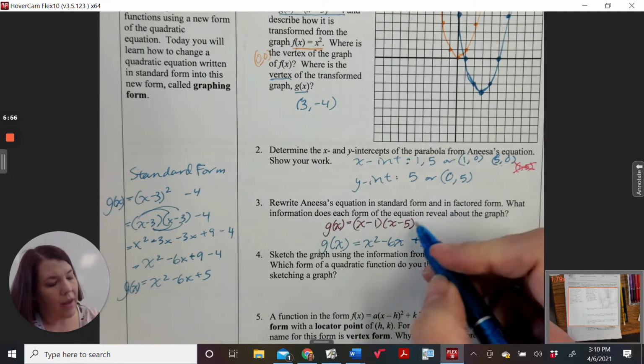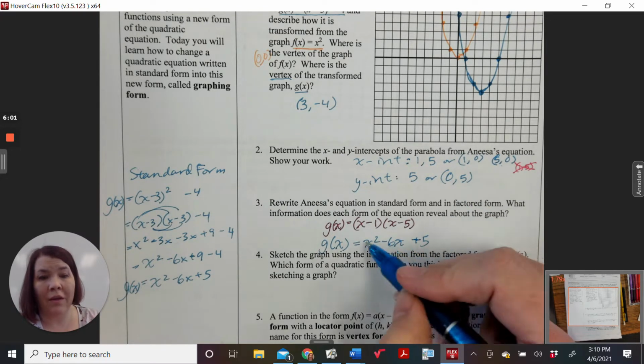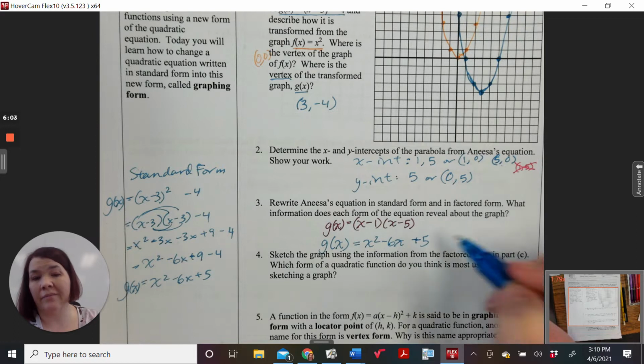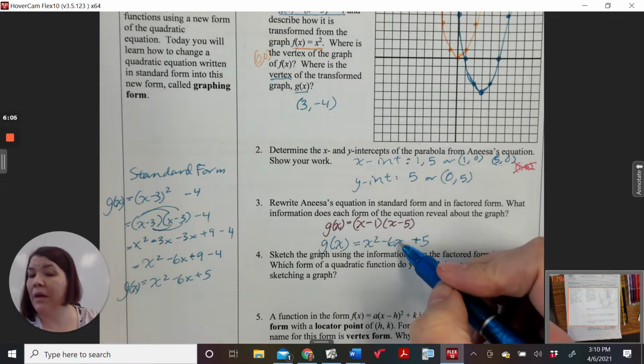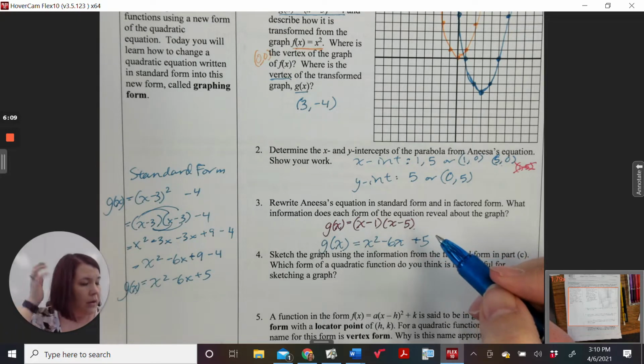It would have been easier to go from factored form back to standard form, but I wanted to show you that when I factor this, I get back to that. Two numbers that multiply to positive 5 but add to make negative 6 are negative 1 and negative 5. All right.